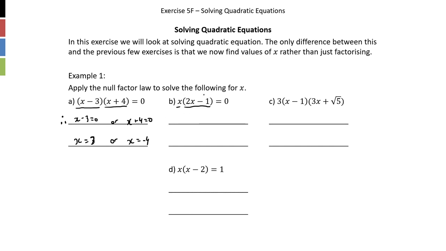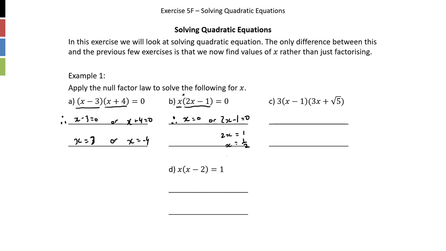Now, looking at this one, we don't have two sets of brackets. That's all right. We still have a factor. We'll have a factor multiplied by another factor equals 0. So we can say, therefore, x equals 0, or 2x minus 1 equals 0. So we get 2x equals 1, x equals a half.